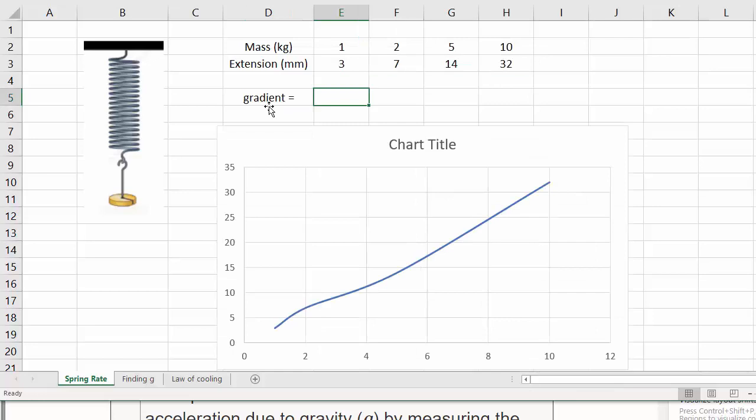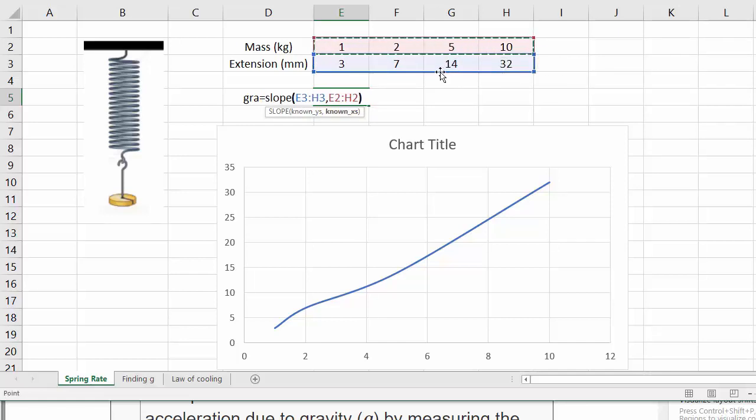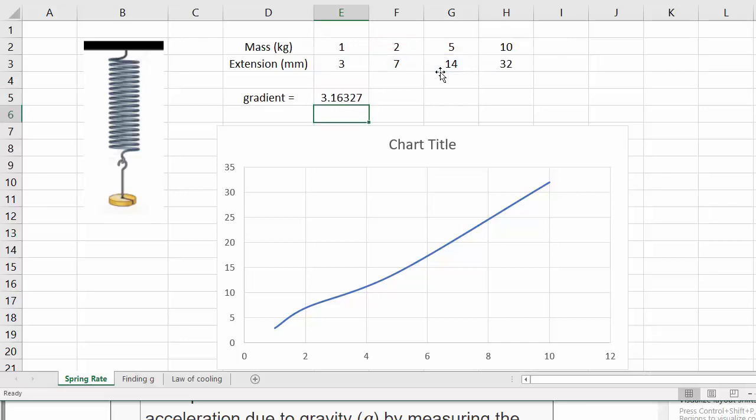To find the gradient, we're going to use an inbuilt function of Excel called slope. So first of all we want the known y's, and then we want the known x's, and that gives us the slope. Next we need to find the spring rate. The spring rate is defined as newtons per metre. The gradient is the extension divided by the mass, that is millimetres per kilogram.